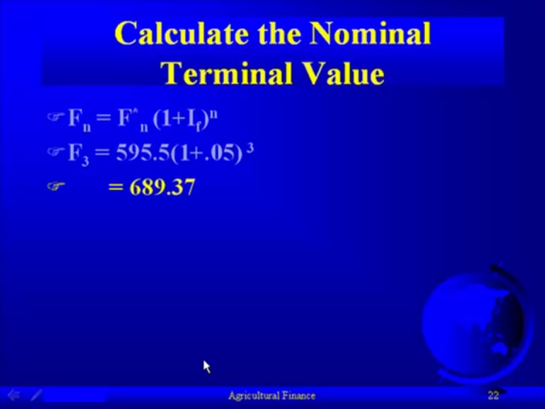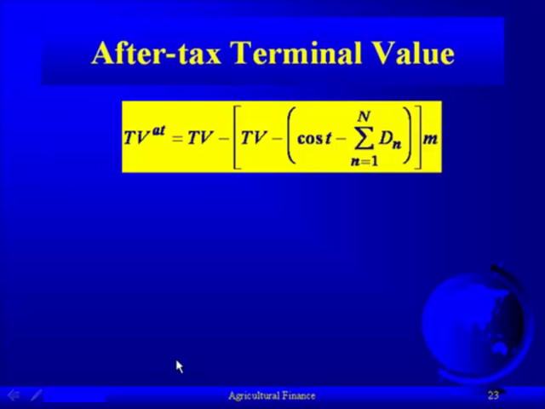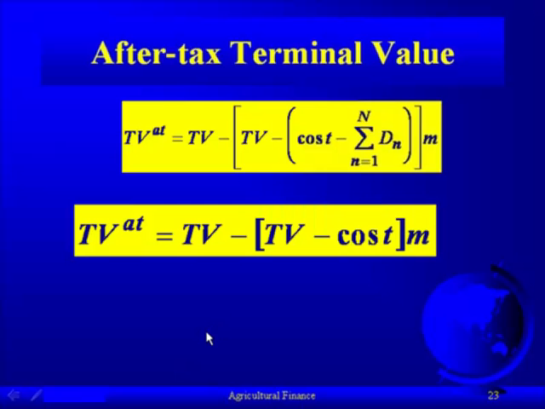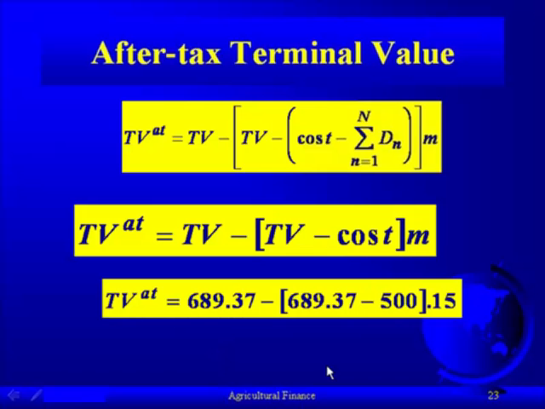But even though this farmer receives $689, his real wealth is only increased by 95, not the 189 that you see here, because part of that was inflationary, but part of it was real. Now we plug this into our after-tax terminal value formula. Again, because we assumed there were no structures or depreciable items on this land, we can simplify this equation by getting rid of the cost minus the depreciation. In this particular case, we're selling the land for $689.37.